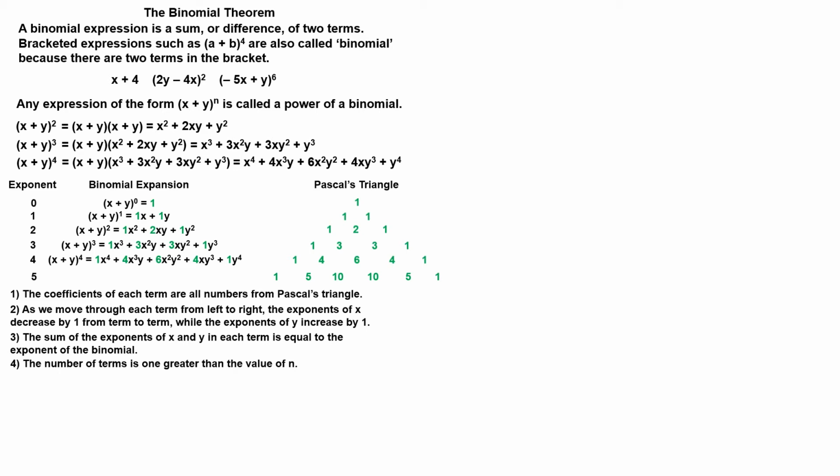For example, let's expand (x + y) raised to the power of 5. The exponent is 5, so the coefficients will be the fifth row of Pascal's triangle. So this expansion will have 6 terms. Then we write down the expansion by remembering that for each new term we decrease the power of x, this time starting with 5, and increase the power of y.